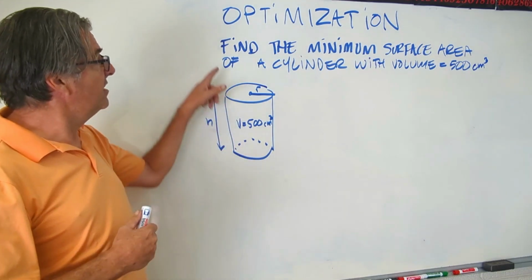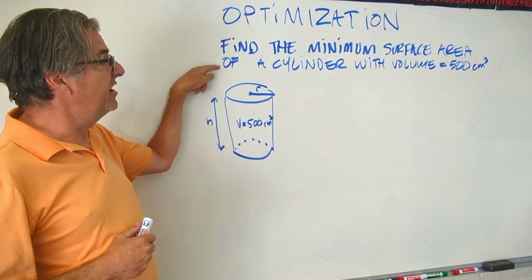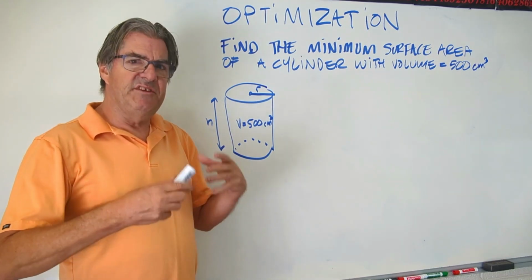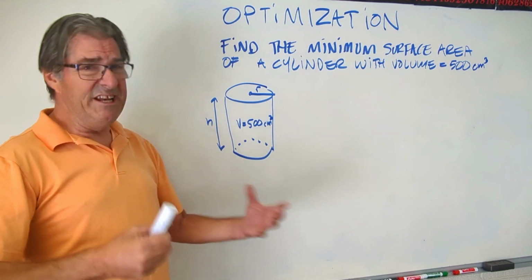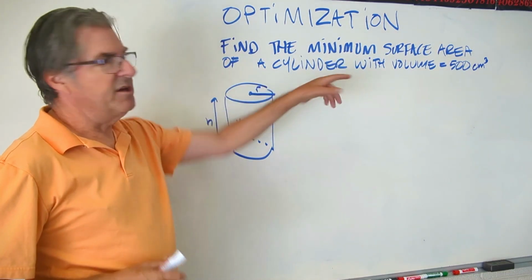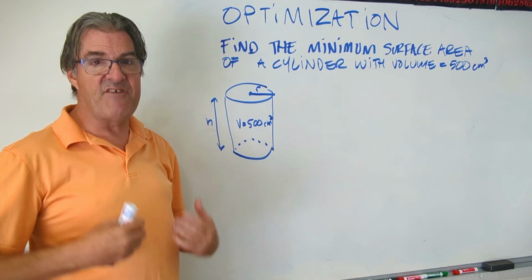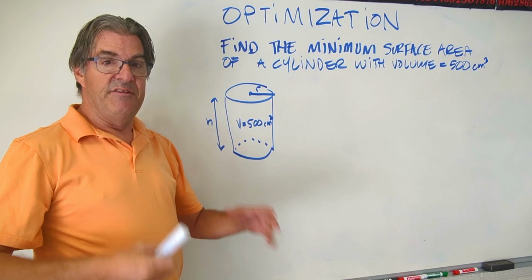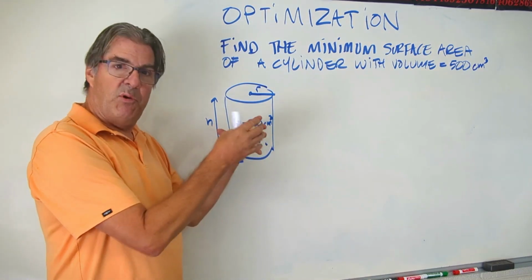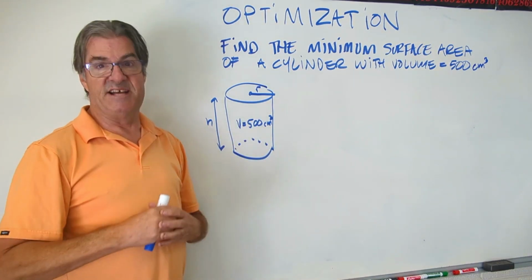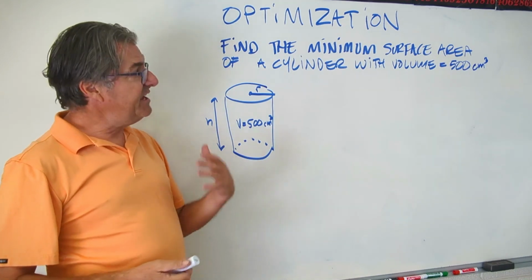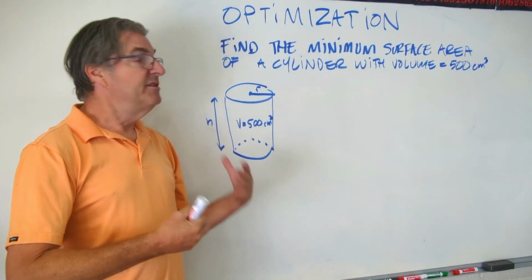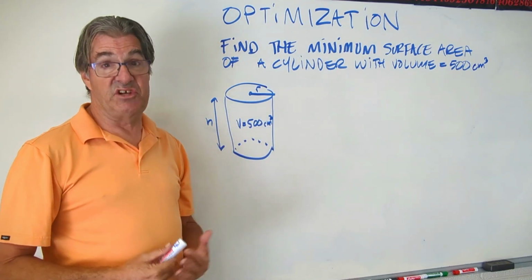So what we're trying to do here is find the minimum surface area of a cylinder with a volume of 500 cubic centimeters. How this would apply is, we need a cylinder to store this much volume. Say it's a water tank, and we want to store 500 cubic centimeters in that water tank. The surface area would represent the amount of metal that we needed to put into this project. And we want to minimize that because that's what costs us money. So we'd like to get 500 cubic centimeters, but we'd like to spend as little metal to get that done. So we want to minimize the surface area.